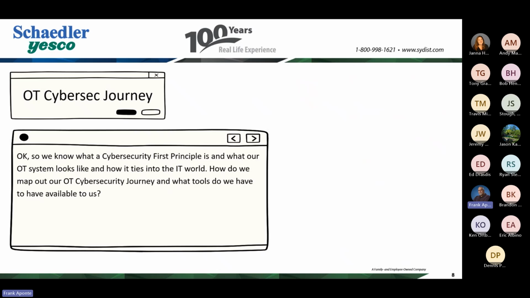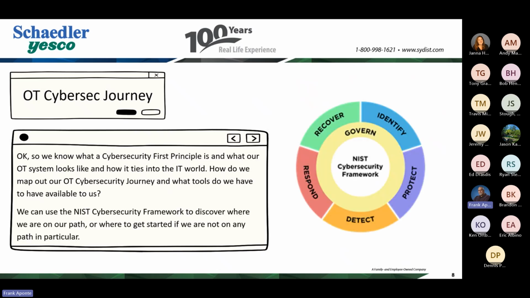So your OT cybersecurity journey. We've covered first principles. We know what an OT system looks like, how it ties into the IT world, how they relate to each other. So let's talk about a tool that we like to use here at Shaler Yesco. We know that Rockwell Automation uses this tool as well. It's the NIST Cybersecurity Framework. So NIST is the National Institute of Standards and Technology. They've done a lot of work. This document is now up to version 2. It's been out for about a decade plus or minus.